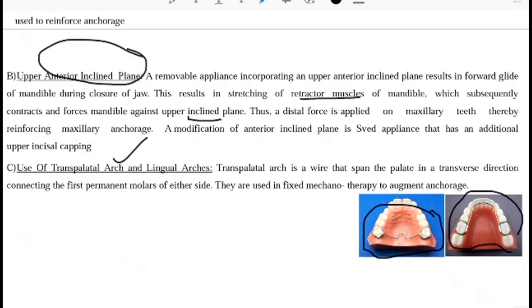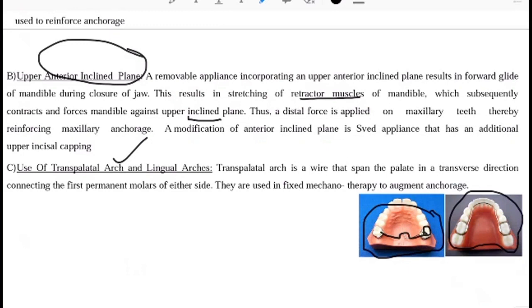Okay, so in transpalatal arch, what happens? There is a wire that spans through the palate in a transverse direction, connecting two molars. Okay, the four permanent molars on both sides.